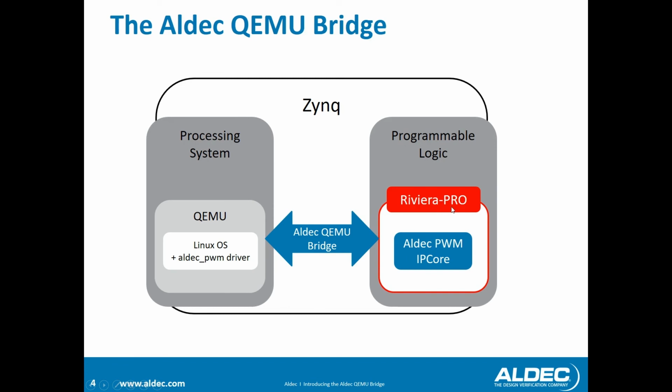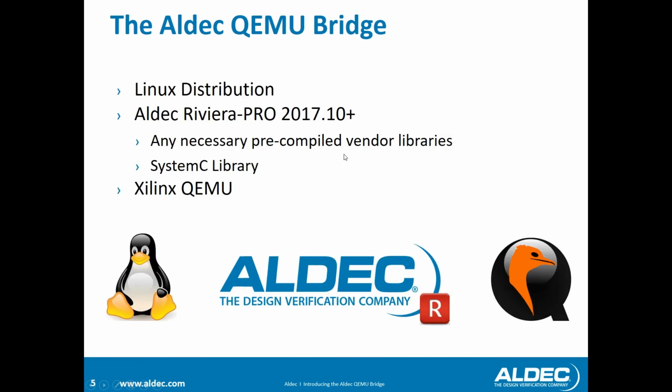That is, Riviera-PRO will be used to debug our hardware component, while software tools can be used to debug the software side, all without having to modify our design or test environment. So with that, let's go ahead and get into the actual demonstration.